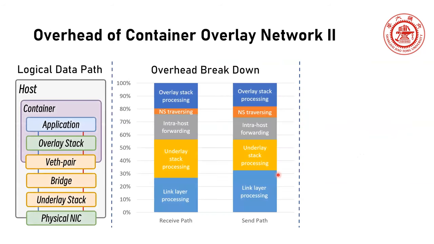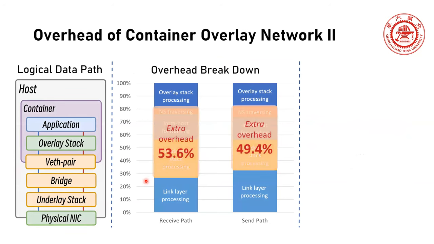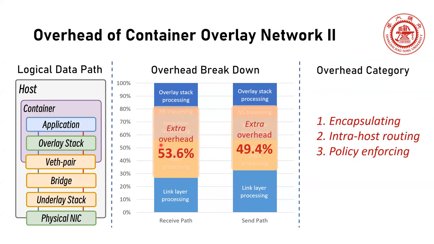We then analyze the overhead of the container overlay network. The orange box denotes the extra data path of the container overlay network. We use the perf tool to measure the CPU time of each part in the data path, and we find that about half of the CPU time is taken up in the extra data path. We call this extra overhead. And according to the analysis of the data path, we can classify the extra overhead into three classes: encapsulating, intra-host routing, and policy enforcing.